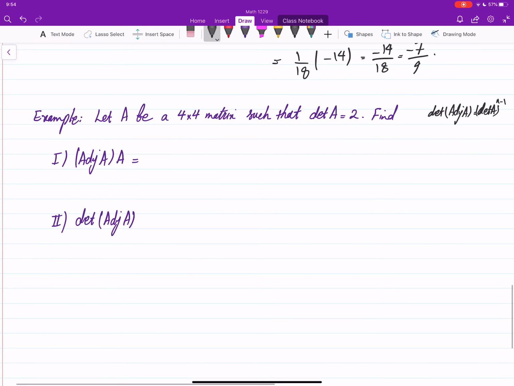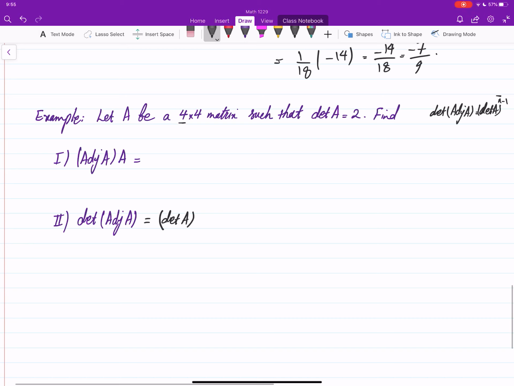Now we have to compute this. Right away you go here. The second one is asking for the determinant of the adjoint. This is the determinant of A to the power what? n is the number of rows. This matrix has 4 rows, so 4 minus 1. This is 2 to the power 3, which is 8.